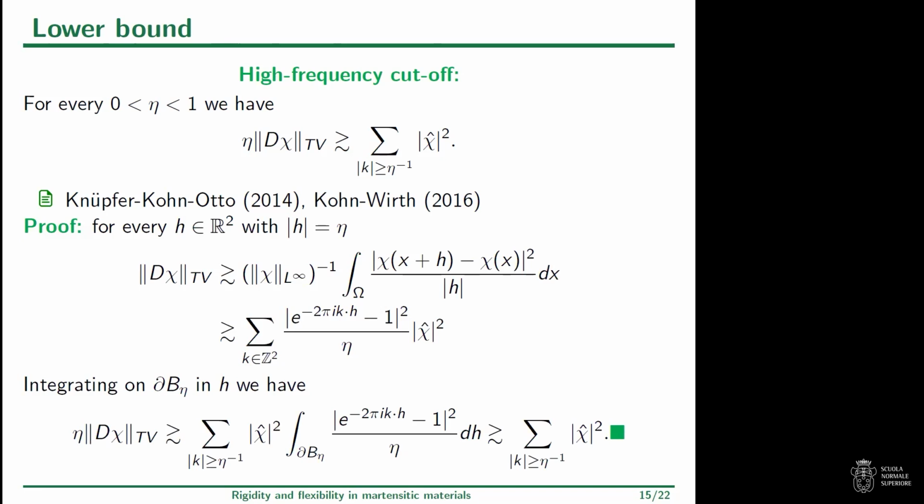Maybe I skip it, but it's okay. It's just that the total variation controls finite differences by L infinity. This can be done, somehow we can go to L2. You do Plancherel, and then you can have a lower bound.